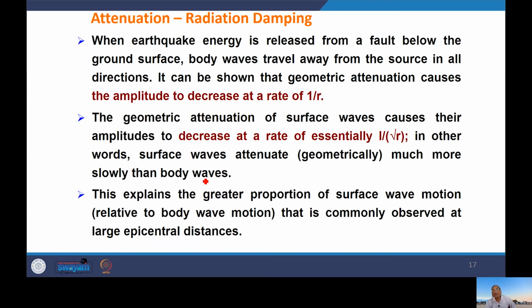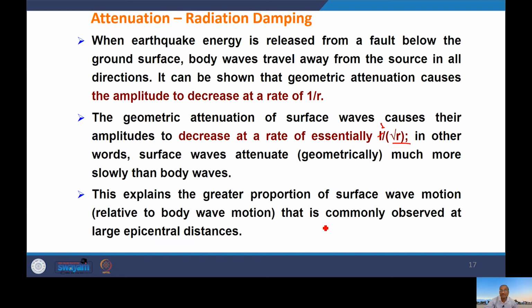But when you talk about surface waves, then also with distance there is a decrease in amplitude, but this decrease is at a rate of 1 by square root of r. Let me put it like this, 1 by root r. Now, in other words, surface waves attenuate much more slowly than body waves, because here the decrease for body waves is at a rate of 1 by r.